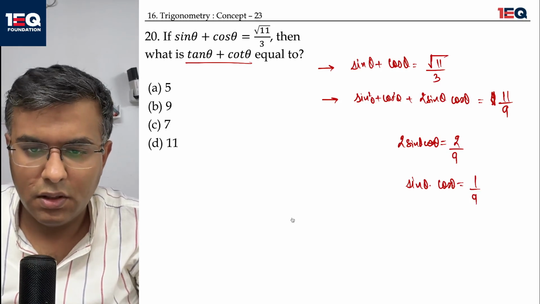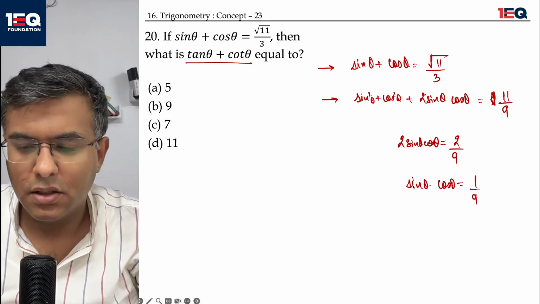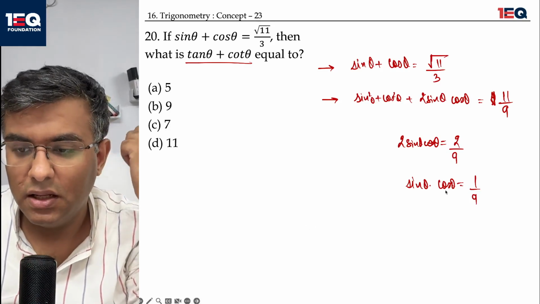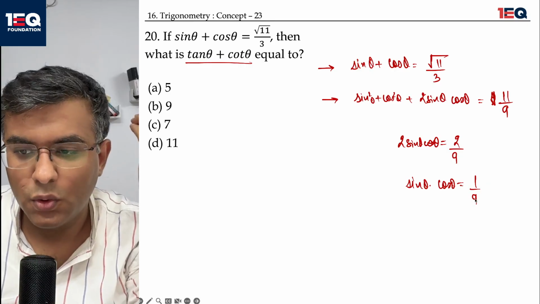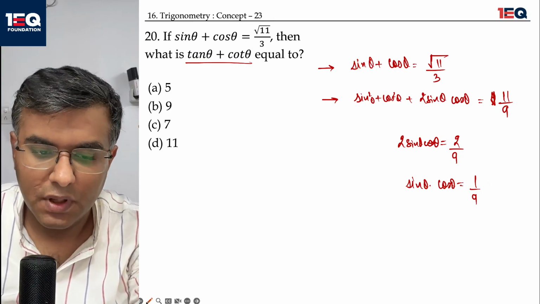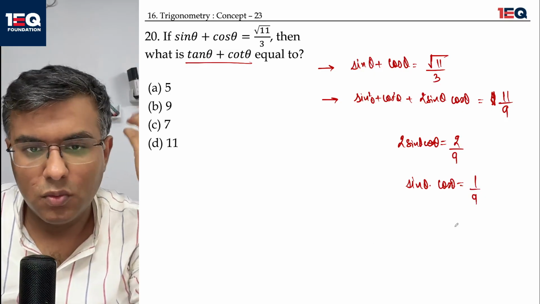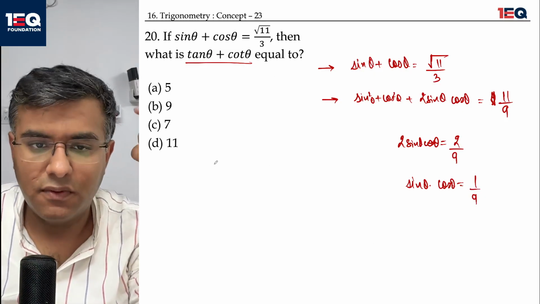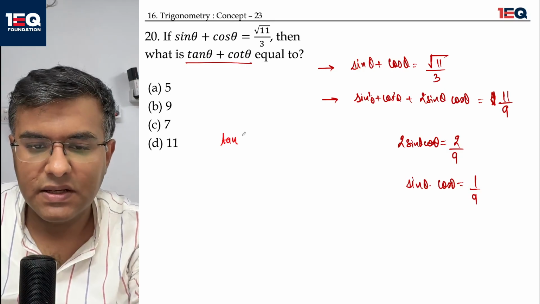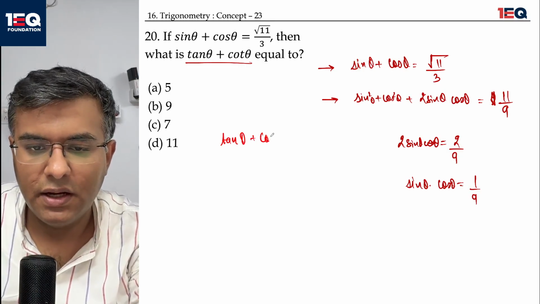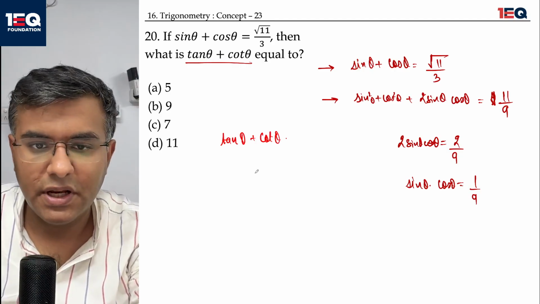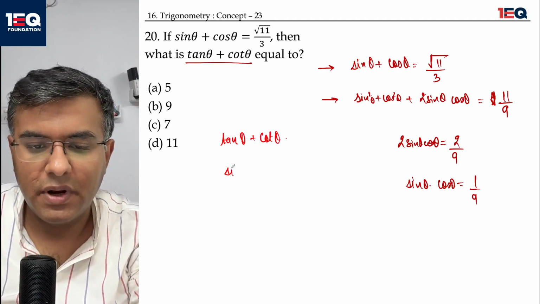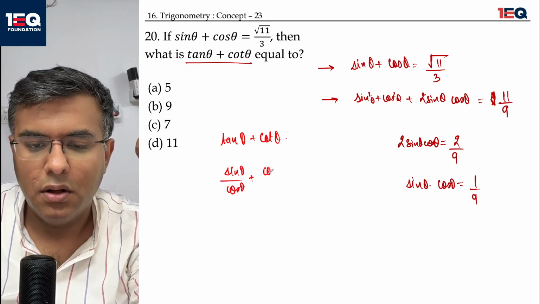So we got a little stuck here when I said that sin theta into cos theta is equal to 1 upon 9. To move forward, we need to take the question forward. What do I mean when I say take the question forward? I have tan theta plus cot theta, which is something I need to find out. If I break it down, it is sin theta upon cos theta plus cos theta upon sin theta.